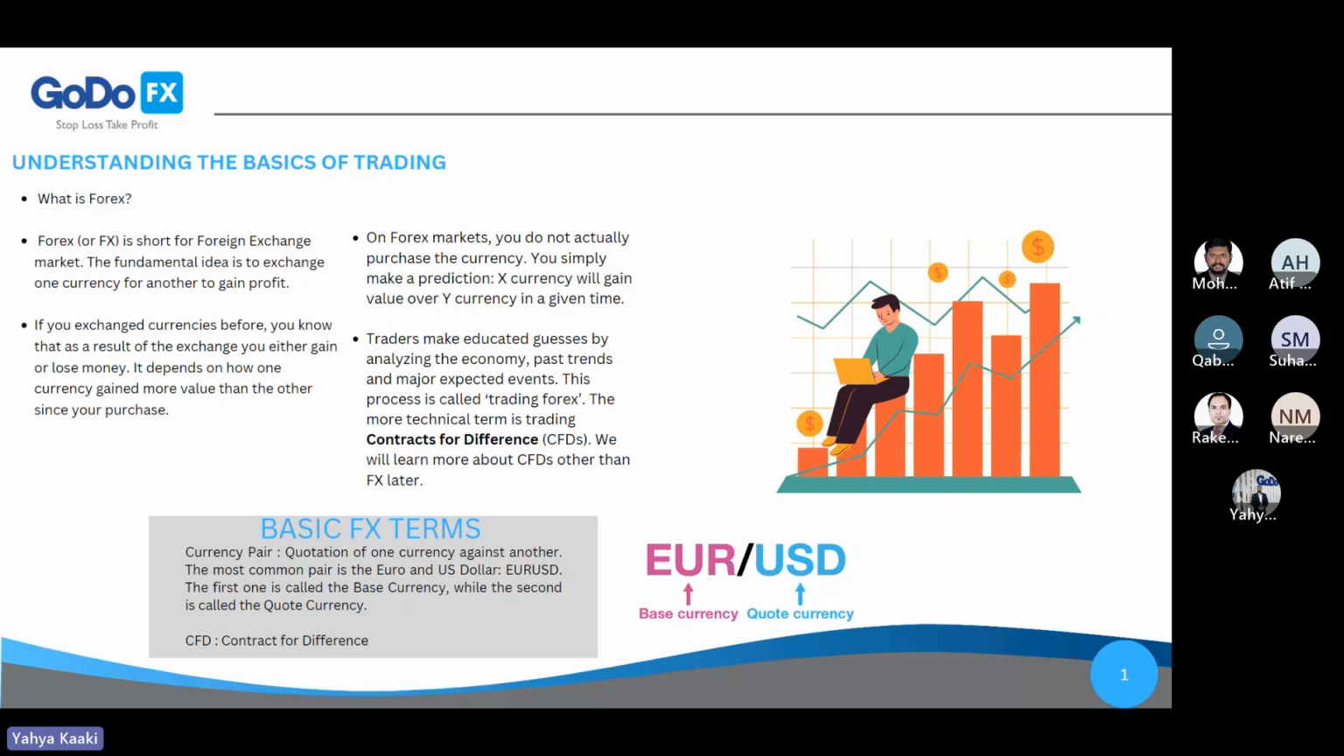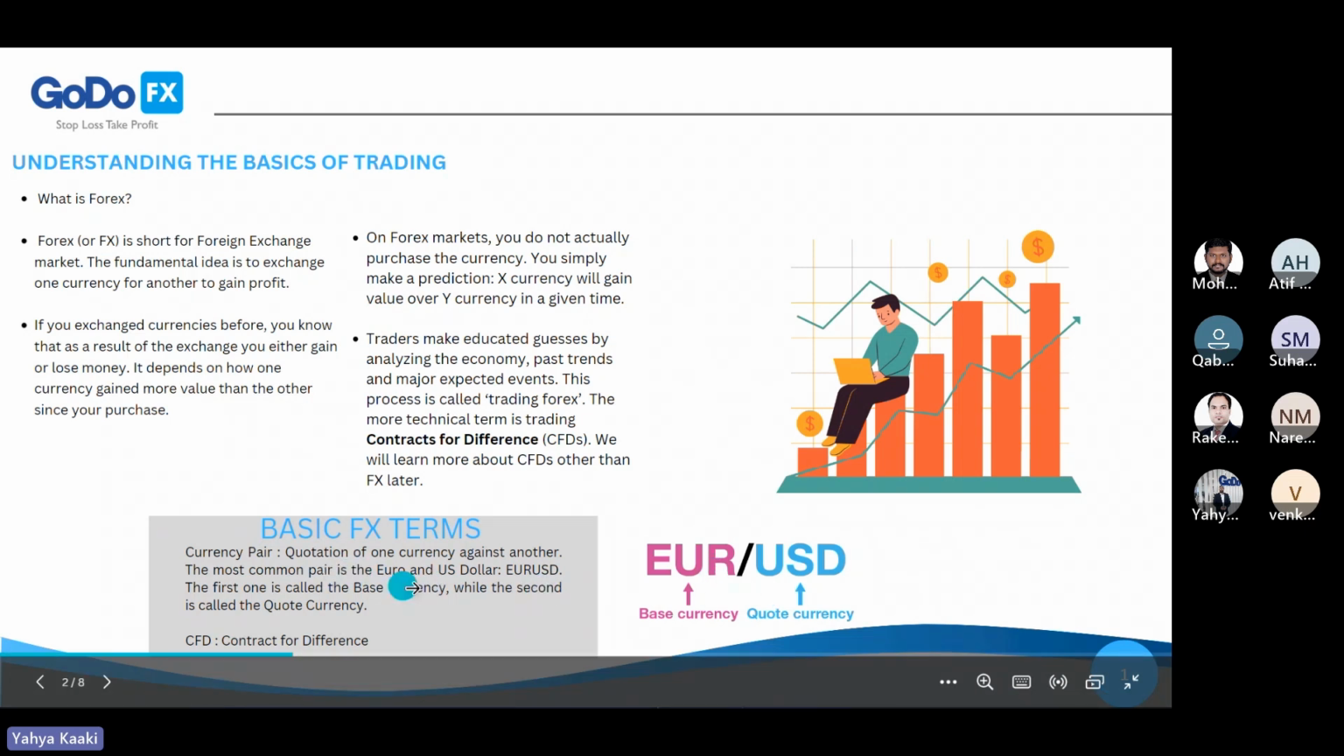So, for example, in the Forex market, you predict that the euro currency will gain over the USD currency. This prediction in your mind will allow you to gain money since you have a prediction. Here we have the basic FX terms, Euro, USD. As we can see here, Euro and USD, the currency pair, so we have the base and the quote.